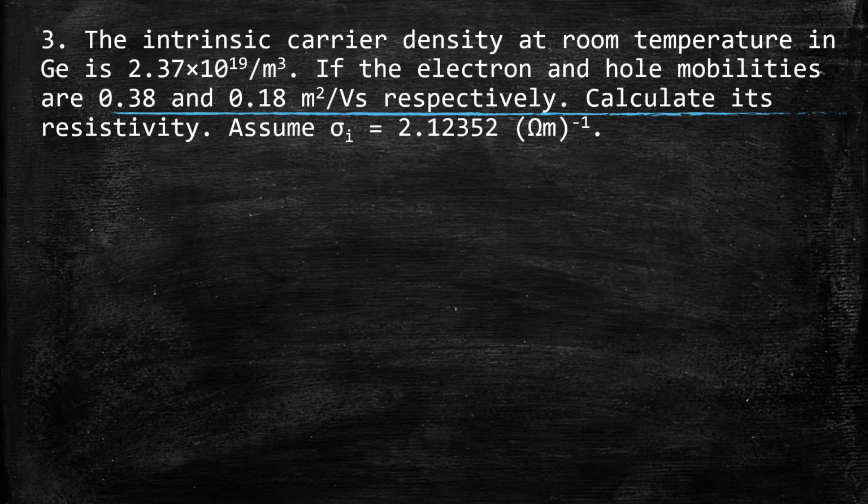Problem 3. The intrinsic carrier density at room temperature in germanium is 2.37 into 10 power 19 per meter cube. If the electron and hole mobilities are 0.38 and 0.18 meter square per volt per second respectively, calculate its resistivity. Assume sigma I to be 2.12352 ohm inverse meter inverse.